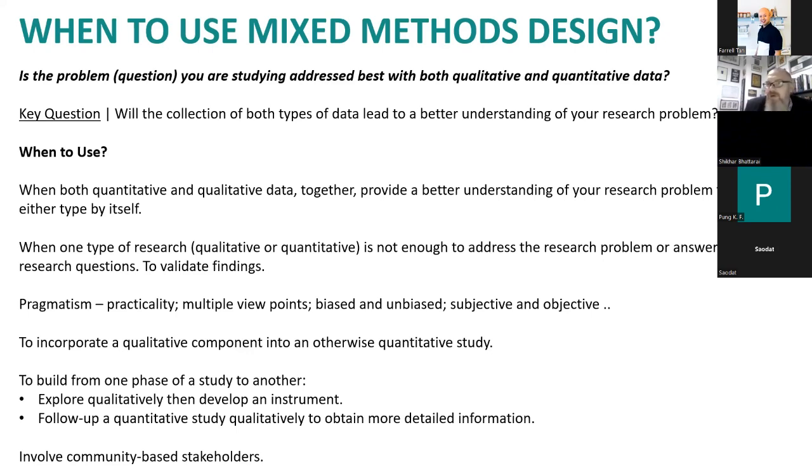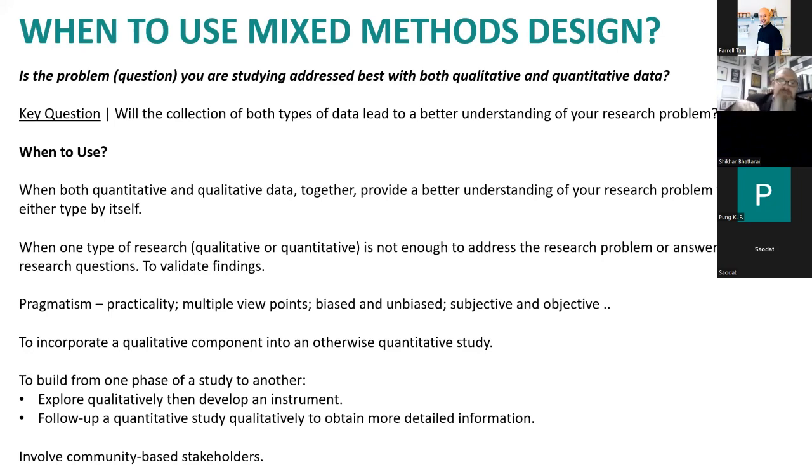Now, it's not about being right for you as a researcher. Remember, it's always about being right for you. Well, actually, it's being right for your research problem. So we want to use it when it gives us a better understanding than a singular approach. We want to use it when one type of research is not enough to address the problem or to answer that research question. Sometimes we need that when we want to validate findings that we have.